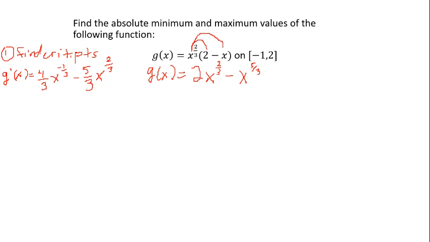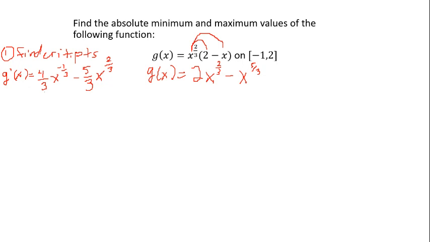So if we can somehow combine these two terms into one singular fraction, all we have to do to figure out where the first derivative is equal to 0 is set the numerator equal to 0, and then to find where the fraction is undefined, we set the denominator equal to 0. So that's what I'm going to start doing.